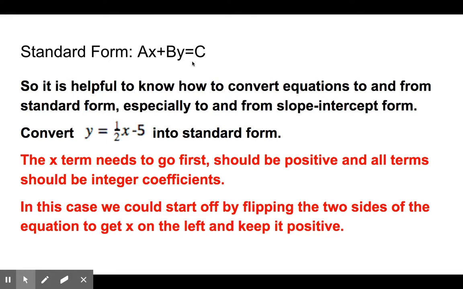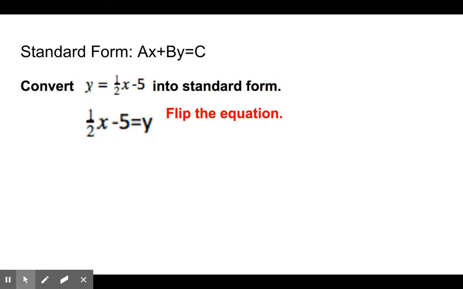In this case, we could start off by flipping the two sides of the equation. We want x on the left, so let's get this whole side on the left and this on the right. We'll just go ahead and flip those around. So we basically switch the y and the 1/2 x minus 5. So now we have x on the left-hand side.